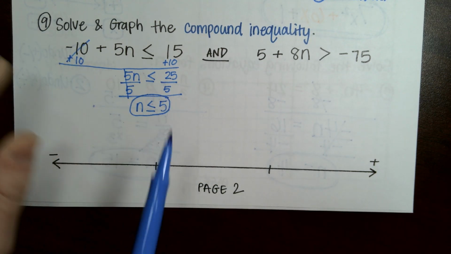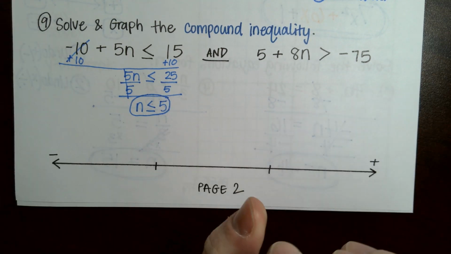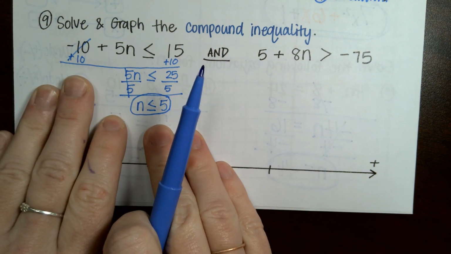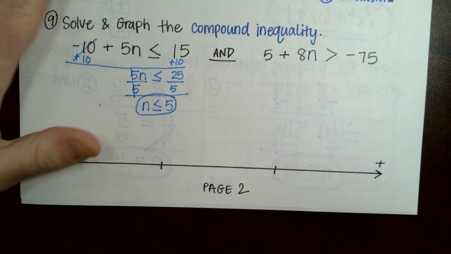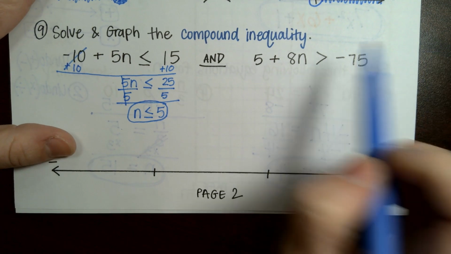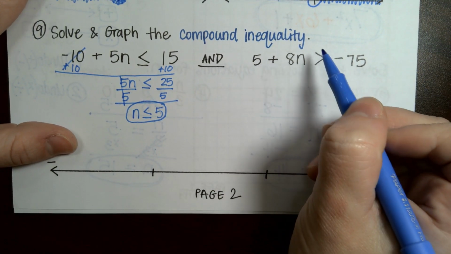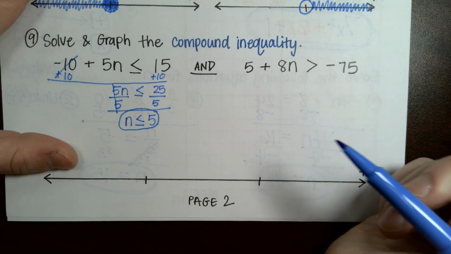Do not go ahead and put 5 on the graph. Don't do that, because what if our other answer is smaller and we have to move them around? And what if you didn't write in pencil and you can't erase? We just want to get our answers first, then graph, so we know where they go. So let's look at our next inequality. I've got 5 plus 8n is greater than negative 75.